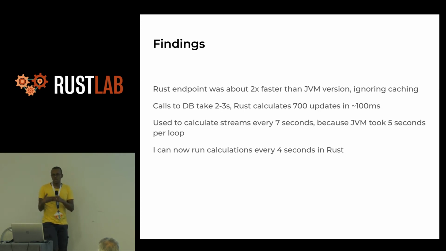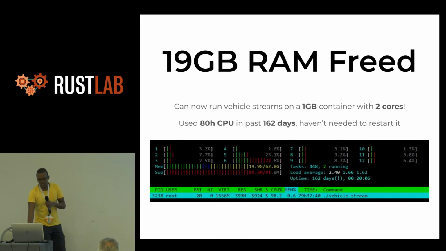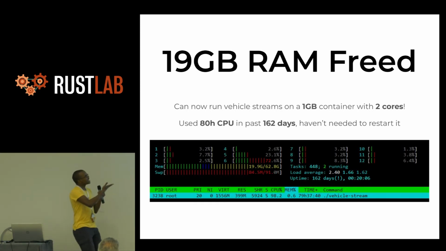So it would just be a waste of somebody's data, especially when most people will be on mobile data. Cool. So the output: we freed 19 gigs of RAM. 19 freaking gigs. Okay, 2 of them would have been from moving from Apache Ignite to just a simple TTL. We will sometimes see a spike in our RAM. So we can actually run vehicle streams on a 1 gig container now with 2 cores.